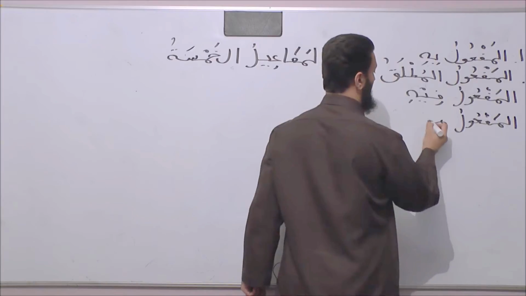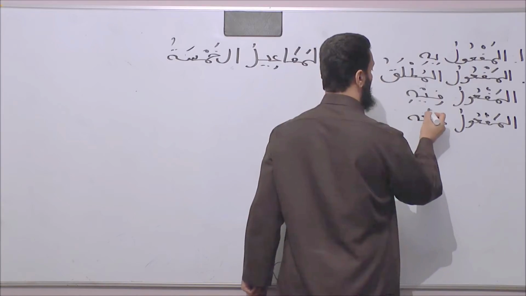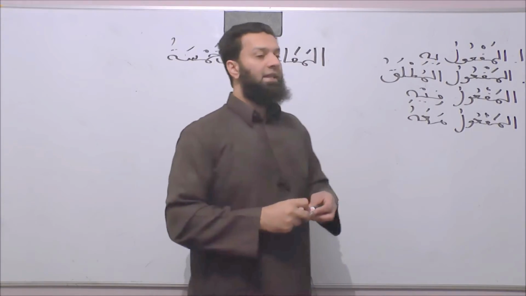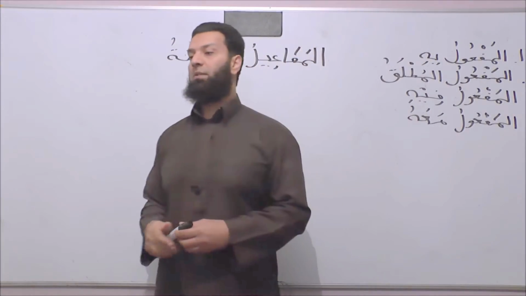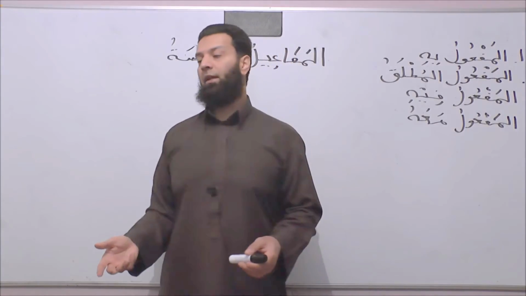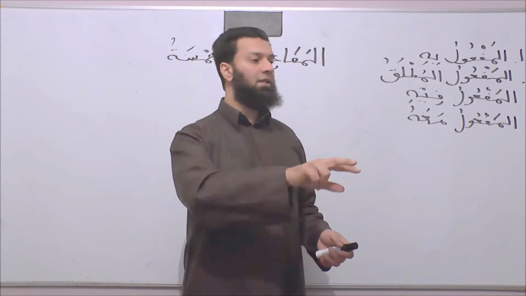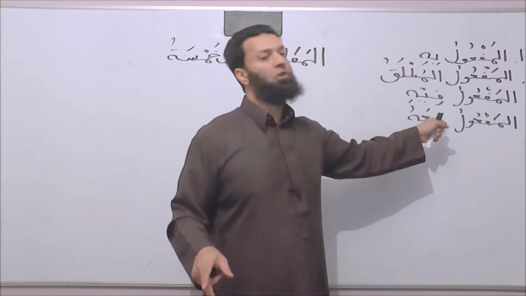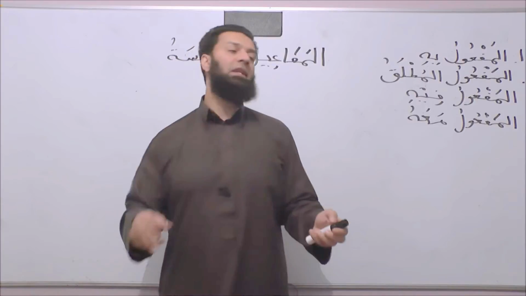The fourth type of maf'ulu is called al-maf'ulu ma'ahu. Al-maf'ulu ma'ahu. This type of al-maf'ulu is perhaps the most difficult to understand. And the reason being is because there is no direct English equivalent. It relates to the object of what we call accompaniment.